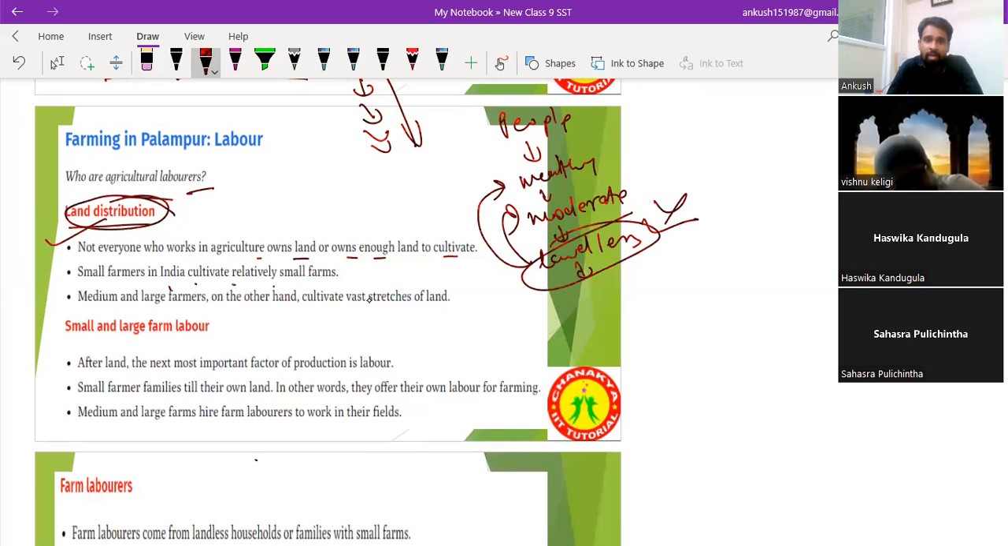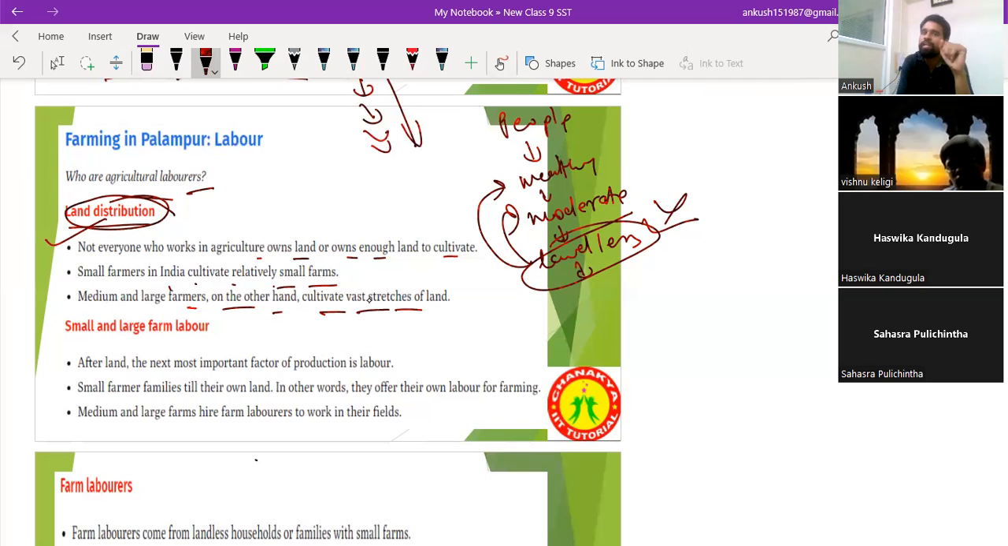Small farmers in India cultivate relatively small farms. I just told you. Those who have a small piece of land available are just managing to provide that much cultivation to their family only. They are not able to sell off the surplus grain. They cannot cultivate surplus grains or crops. Medium and large farmers, on the other hand, cultivate vast stretches of land. And what do they do?